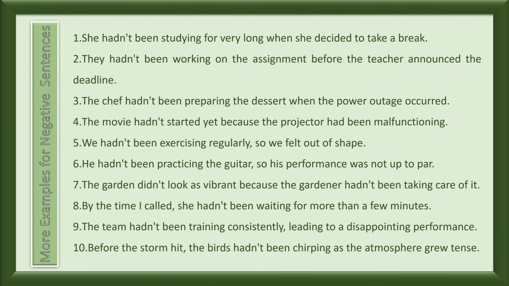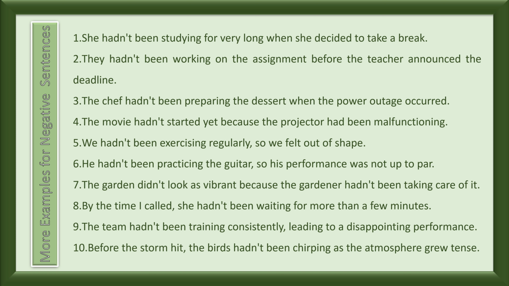Here are some more negative sentences in the past perfect continuous tense. She hadn't been studying for very long when she decided to take a break. They hadn't been working on the assignment before the teacher announced the deadline. The chef hadn't been preparing the dessert when the power outage occurred. The movie hadn't started yet because the projector had been malfunctioning.